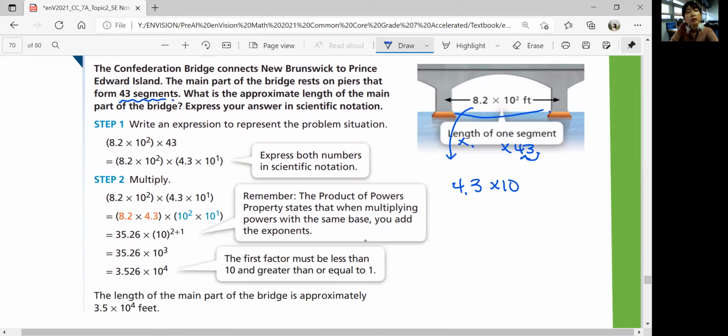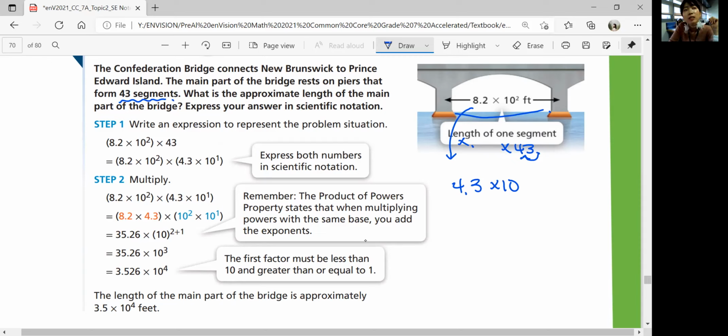If you multiply 8.2 times 10 to the second power by 4.3 times 10 to the first power, they're all multiplication. What's the property of multiplication? The order doesn't matter. So you can group 8.2 and 4.3 together and multiply them. And you can group 10 squared times 10 to the first power together and use the product of powers property, combine the powers, add the powers, and that should be close to scientific notation, right?